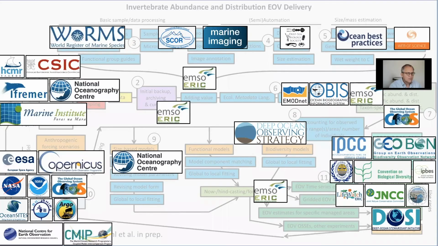A lot of national institutions and projects and initiatives are involved, but I'd also like to stress that DOOS is looking into OBIS to integrate all the biological data. And so when combined with the physical and chemical data, you can produce these models and forecast products.